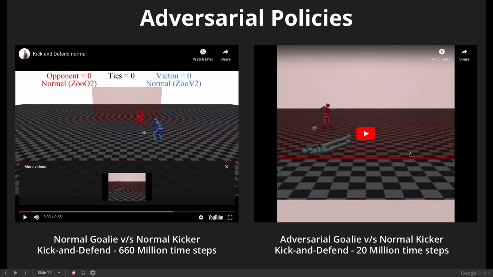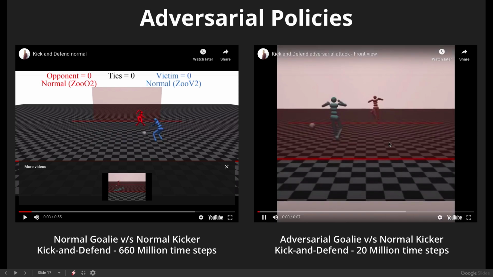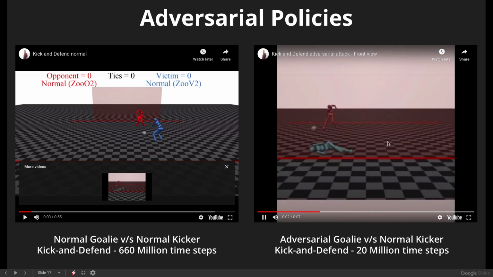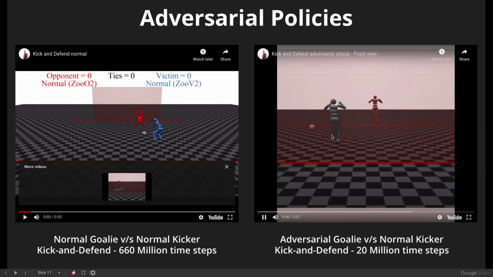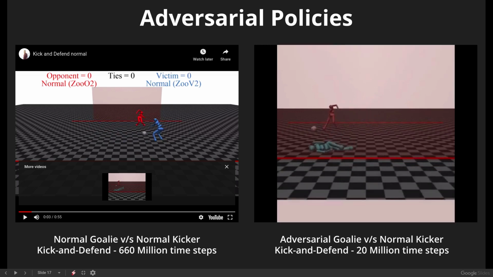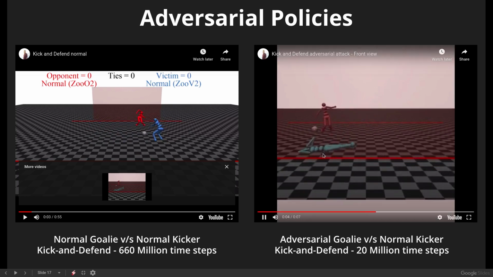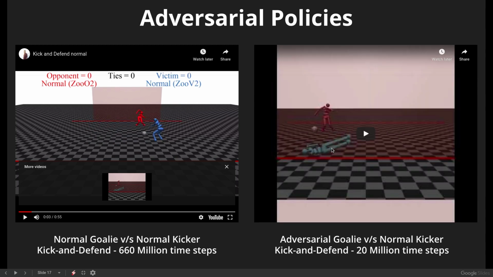Okay, so something bizarre just happened. The kicker, instead of kicking the ball, goes towards the goal post and bumps into it, which is highly non-conventional when it comes to real-world football. The adversarial goalkeeper shows a seemingly random behavior by lying down on the ground. It makes no effort to save the ball. Instead, it folds its limbs and lies down in a painful-looking contorted position. Yet we see that the adversarial goalie is able to beat the kicker.